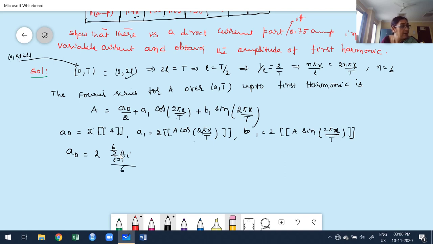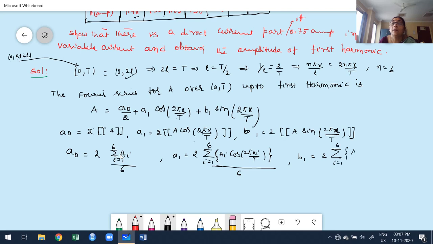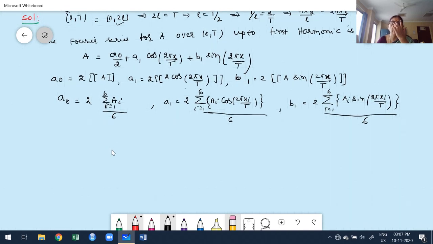divided by 6. And then I also have to write the formula for a1, which is twice the sum of Ai into what actually? Cos of 2 pi xi by T, for i ranging from 1 to 6, divided by 6. And then b1 is 2 times the summation, i ranging from 1 to 6, Ai sine of 2 pi xi divided by T, whole divided by 6. This way I have to find the values of a0, a1 and b1. What sums are required?